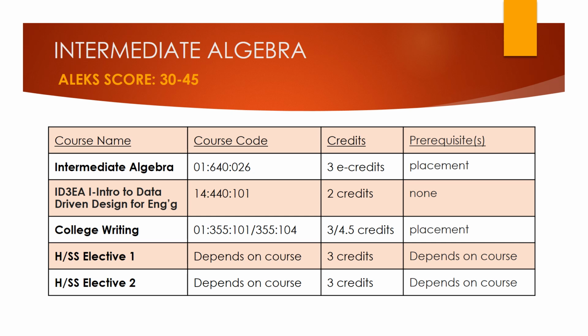Next would be intermediate algebra. The ALEC score is 30 to 45. You would take intermediate algebra 026, intro to data-driven design for engineers, college writing, and 2 humanities as well.